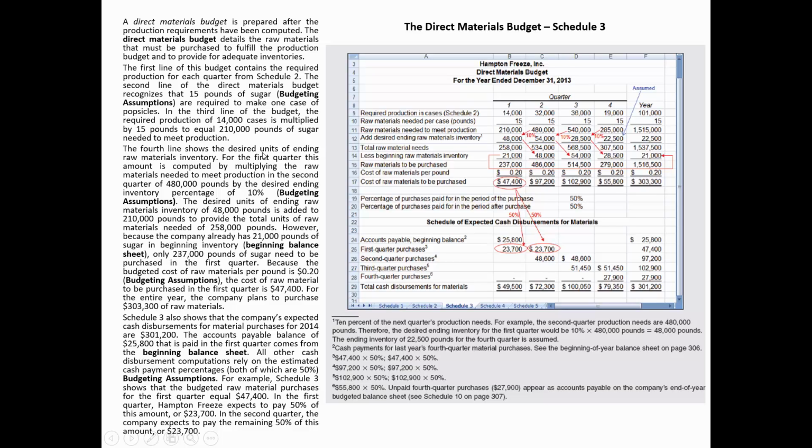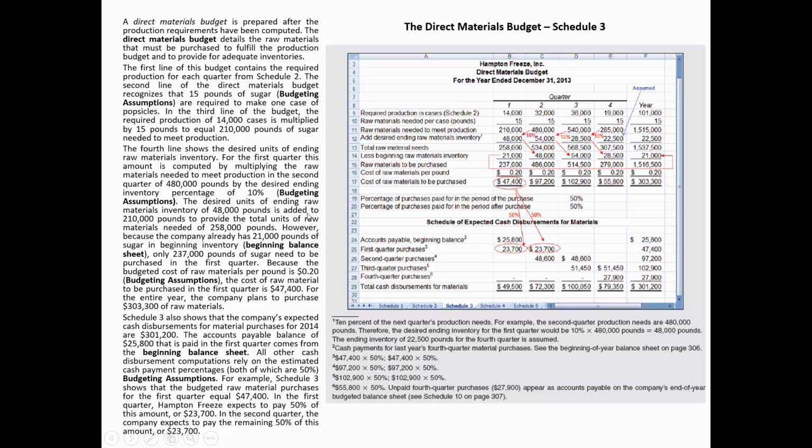The fourth line shows the desired ending units of raw materials inventory. For the first quarter, this amount is computed by multiplying the raw materials needed to meet production in the second quarter of 480,000 pounds by the desired ending inventory percentage of 10% from the budgeting assumptions. So we know we need 210,000, but we want 10% on hand for the upcoming quarter. So of this 480,000, we need 48,000 pounds of sugar on hand.